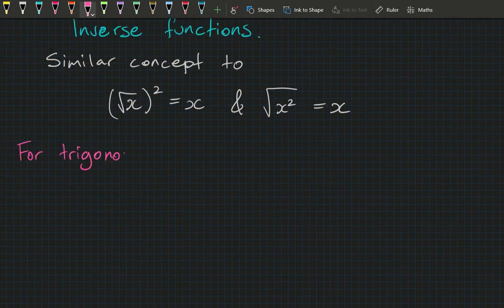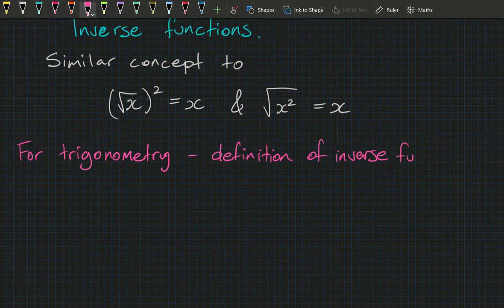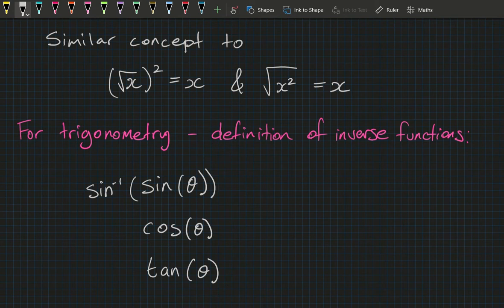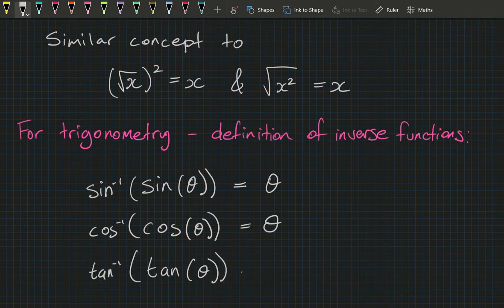In trigonometry, our definition of inverse functions is this: when we have our function sine of theta, a function cos of theta, and a function tan of theta, then these are going to equal something. If we do the inverse function, sine to the minus 1 of the sine of theta, then by definition it equals theta. And the same for cos and tan: inverse cos of cos theta equals theta, and inverse tan of tan theta equals theta.